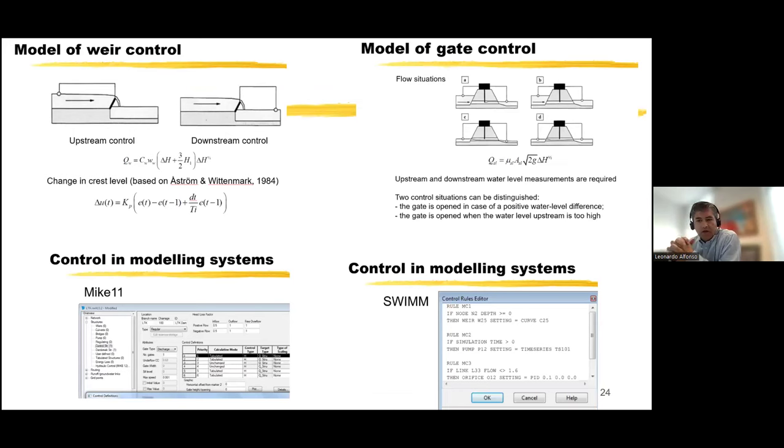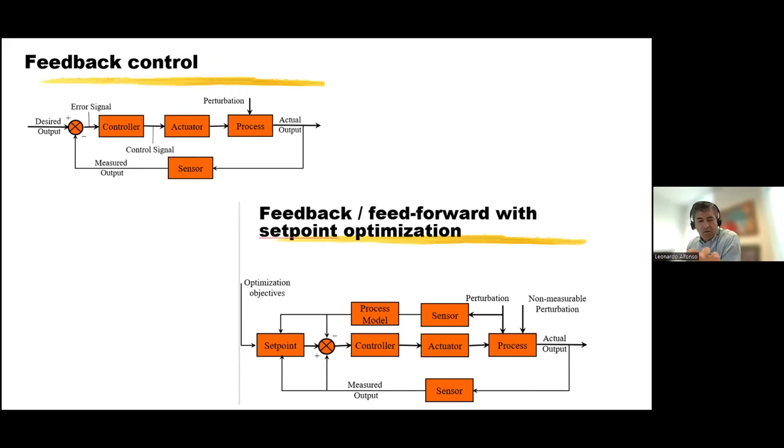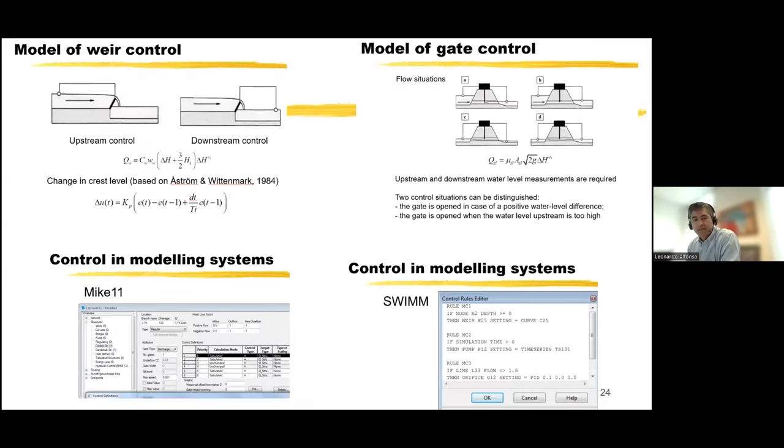And modeling is at the heart of real-time control, because if you see in the previous slide, this more complex scheme contains already a process model somewhere here. And that's why we need to talk about models. A model is a simplification of reality. And in our case, this means mathematical models that describe the behavior of the water passing through these devices, through these actuators. And then we see how in the different modeling systems, this can be taken into account and how we can set up and configure this in the models.